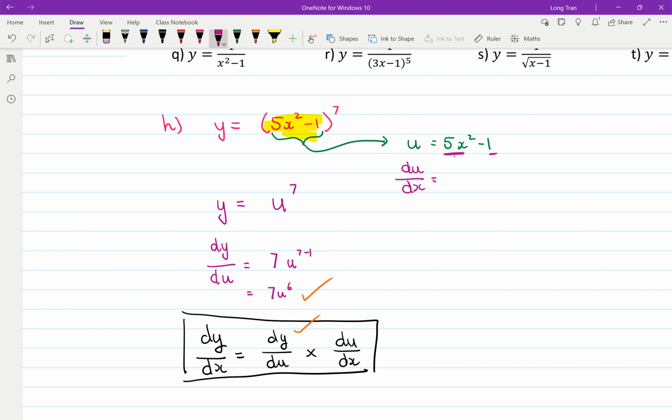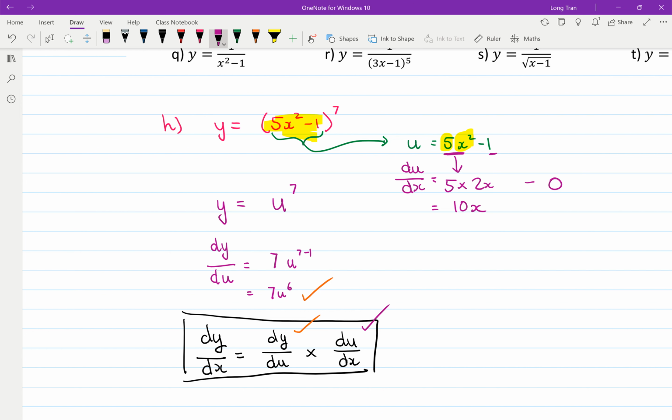What is the derivative of 5x squared? Say it again. 10x, very good. Okay, so again, remember the 5 stays the same, so it's still 5 times, and you're finding just the derivative of x squared. And we know that that is 2x, and then minus the derivative of 1 is 0. So here we go, you get 10x.